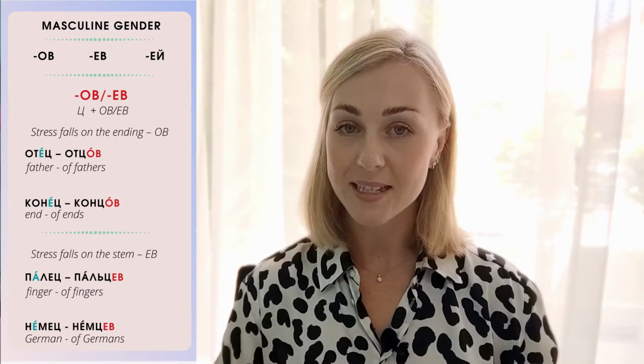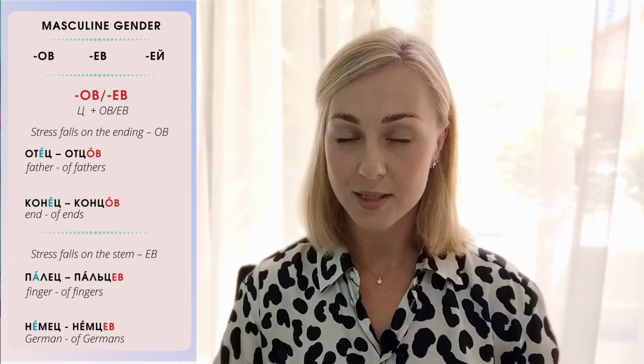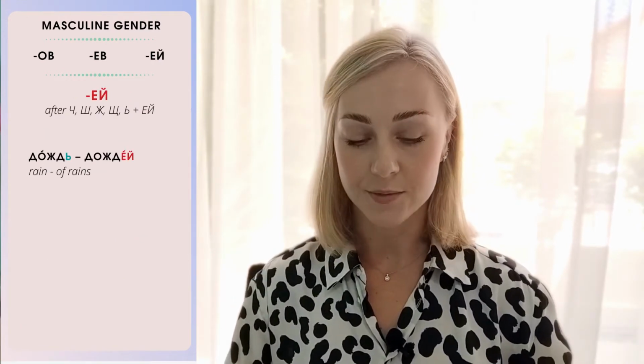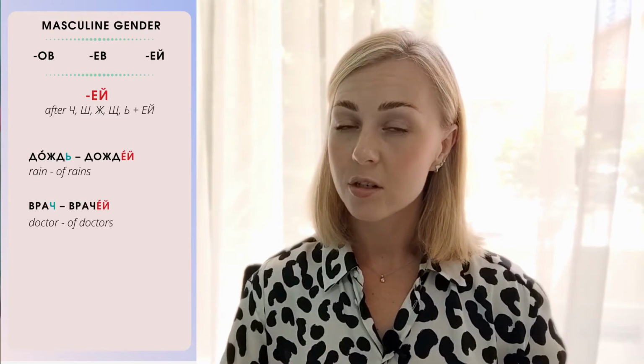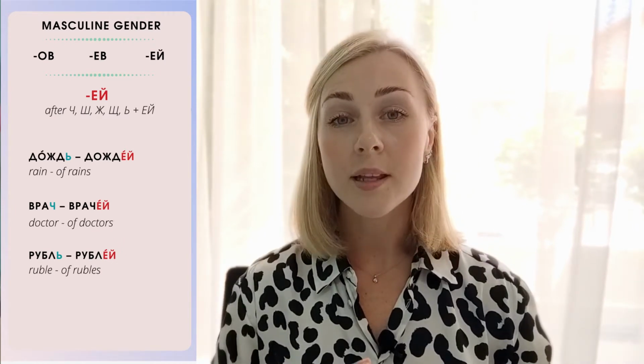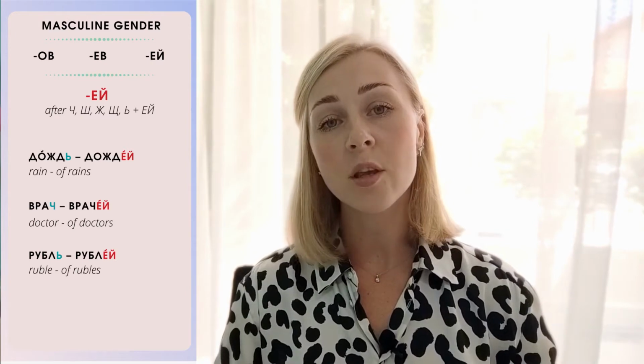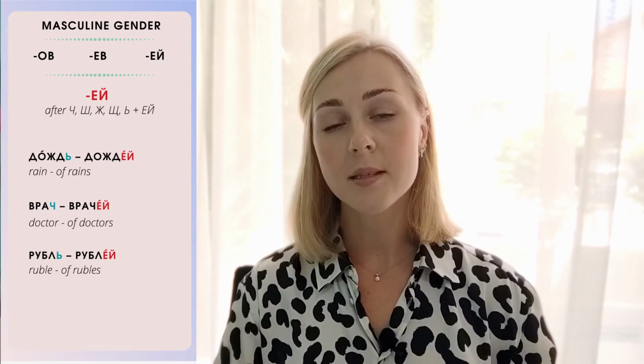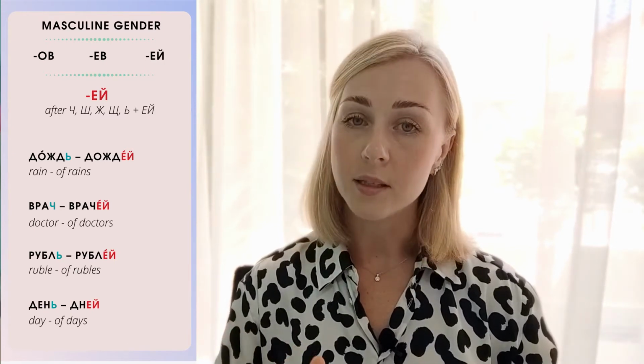Палец, пальцев. Немец, немцев. Masculine nouns after ch, sh, ж, щ and soft sign, мягкий знак, take ей ending. Дождь, дождей. Врач, врачей. Рубль, рублей. And there is one noun that you have to remember because it has the irregular form in the genitive plural. It's день. День, дней. So we have done with the masculine gender, and let's move on to the feminine gender.